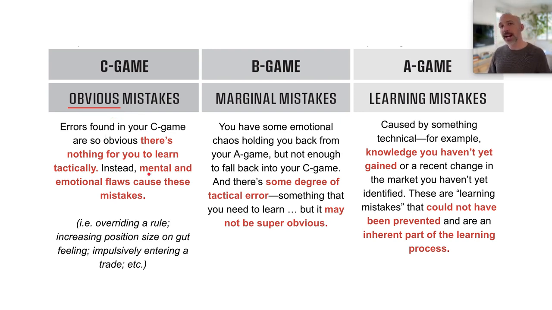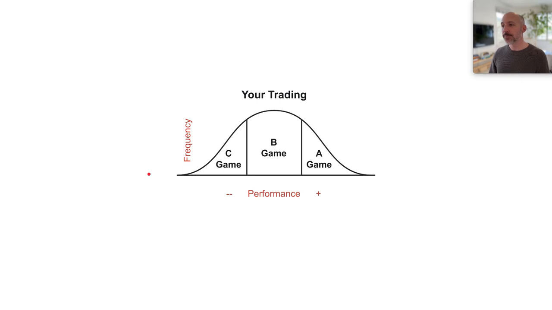Now I want you to think about your A and your B and your C game, positive performance as well as mistakes, as a bell curve. The frequency of your trading and then your performance, whether your performance is good or bad. We spend most of our time by definition in our B game, right? It's normal. Most of our trades will be in our B game. When we're really in the zone, it's great, but it's not the majority of the time. Otherwise, it wouldn't be exceptional performance, right? It wouldn't be our best. By the same token, we don't spend the majority of our time in our C game. By definition, then that would be our B game.